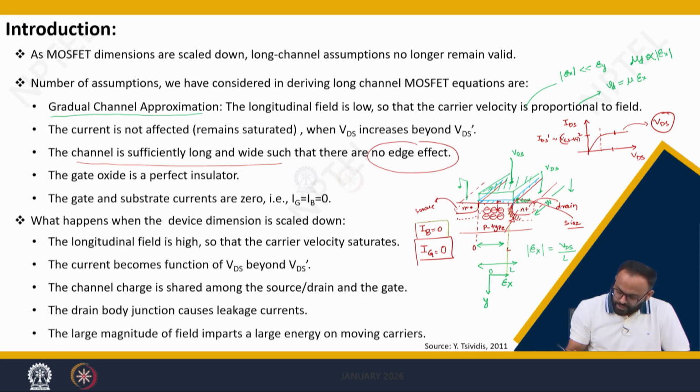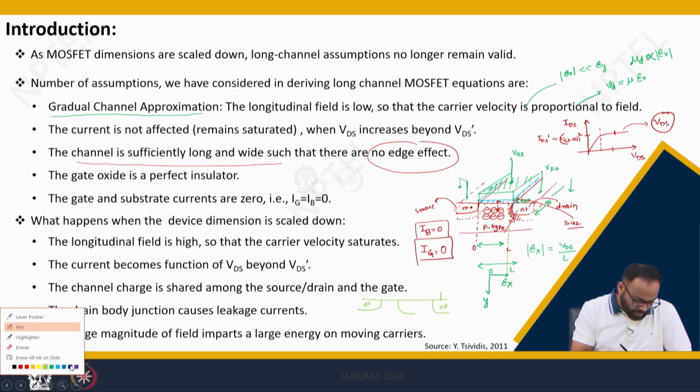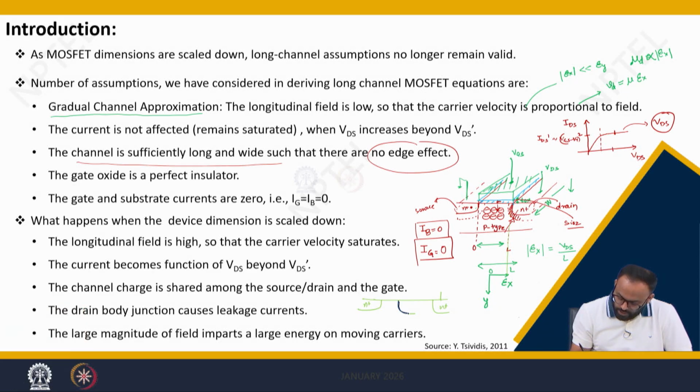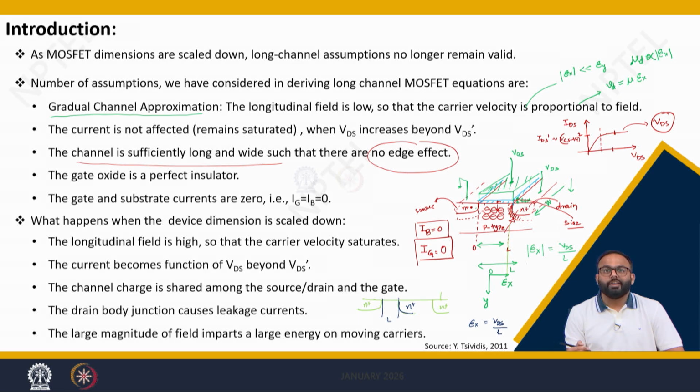So, instead of this channel length, what I am doing is, earlier you have N plus here and N plus here. Now, instead of this drain, I am making drain like this. So, let me change the color. So, this is my new drain, right. So, ultimately you reduce the channel length. If the channel length is reduced, the horizontal electric field, which is Ex equals Vds divided by L, will be very high, and this Ex will be very high.